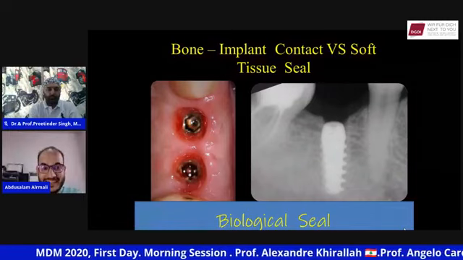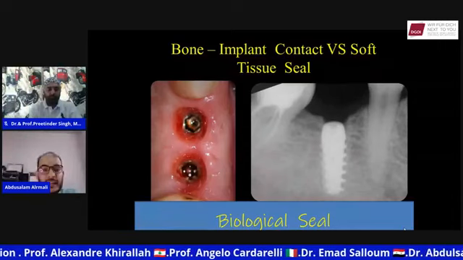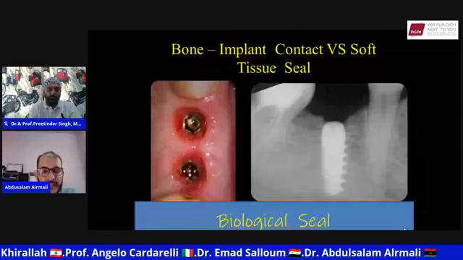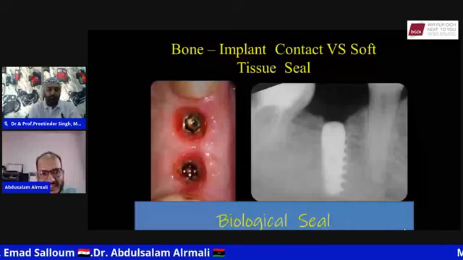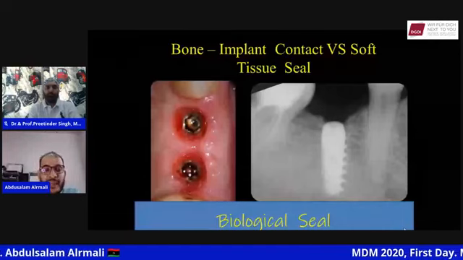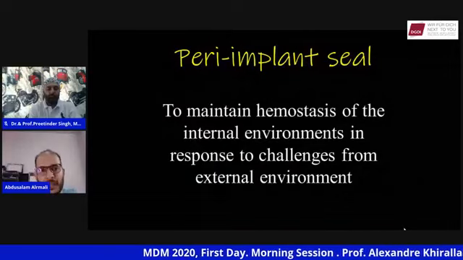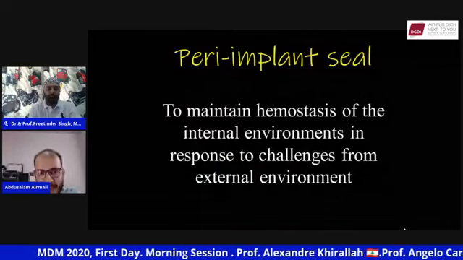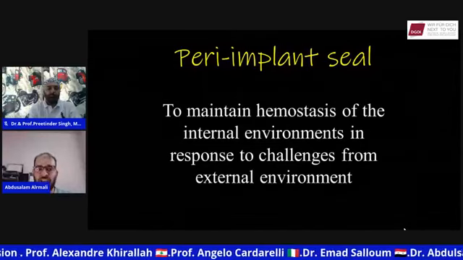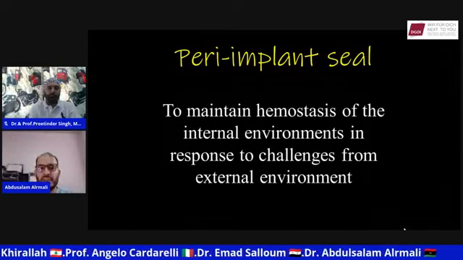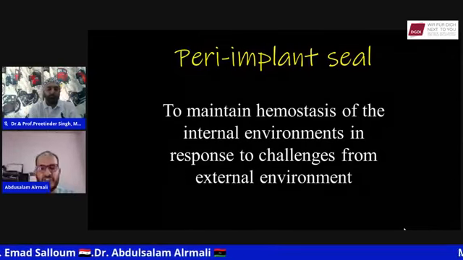seal on the left side, bone implant contact is part of the history, and nowadays all the hot topic and the attention is toward how we can build horizontal and vertical soft tissue to act as a seal and as a barrier against bacteria. So the peri-implant seal, the aim of building this soft tissue around the implant, is to maintain homeostasis between the internal and the external environment. So keep the internal environment as a seal to prevent the challenges from the external environment.